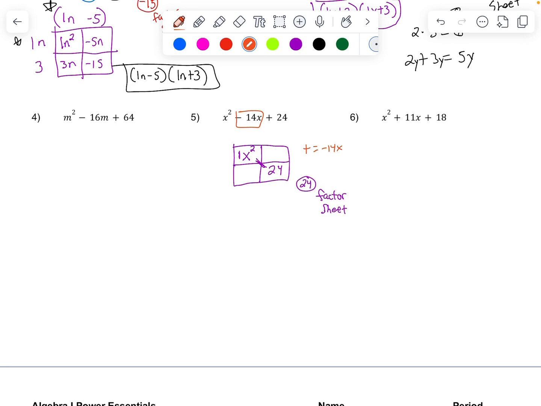Well, if I do 12 plus 2, that's positive 14. So if I did 12x plus 2x, that's 14x. But we need a negative 14x, so it can't be positive 12 and positive 2, okay? We need a negative 12x plus a negative 2x, which is a negative 14x. So my negative 12x and negative 2x will fill the remaining two boxes. Once again, it doesn't matter which one goes where. And once again, here we go. We just need to factor out to get our answer.